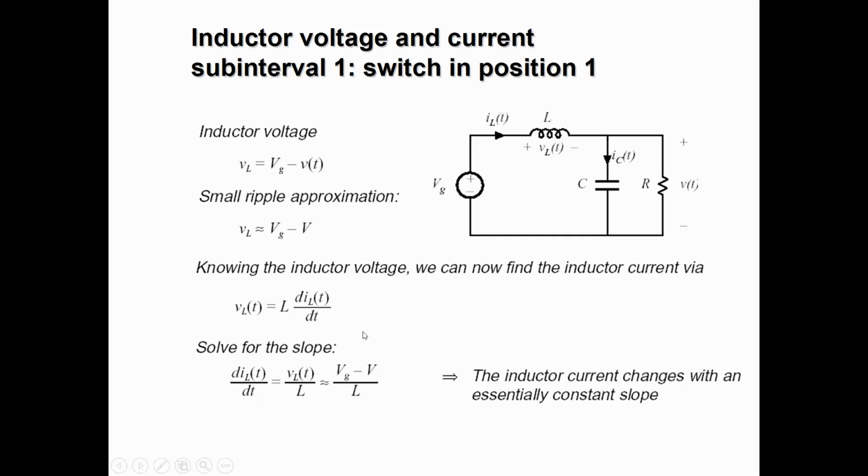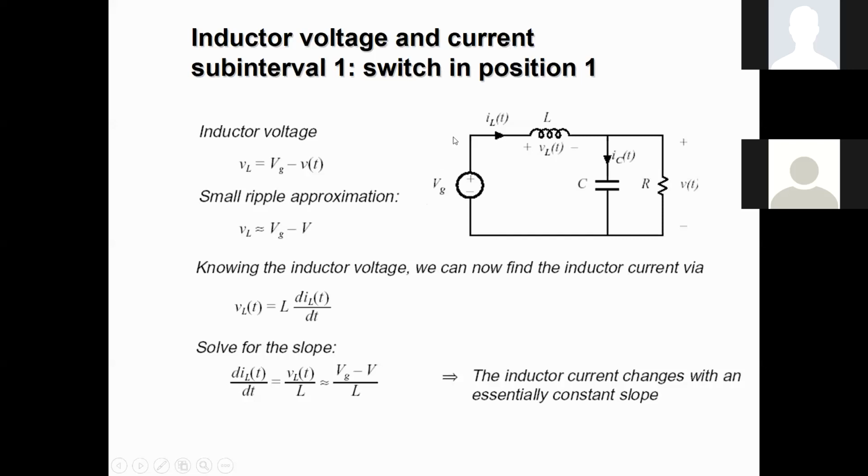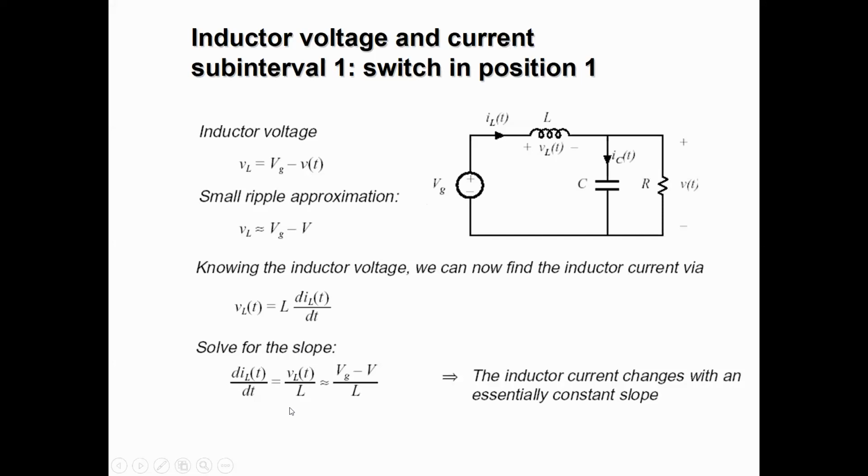If we transfer this L toward this side, this equation will become diL/dt approximately equal to (Vg minus V) divided by L. So the inductor current changes with an essentially constant slope. This shows how the inductor current changes when the input voltage is applied. So this is position 1. When position 1 is connected, this is the inductor voltage characteristics.